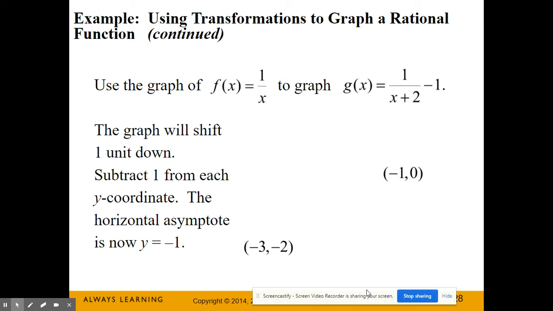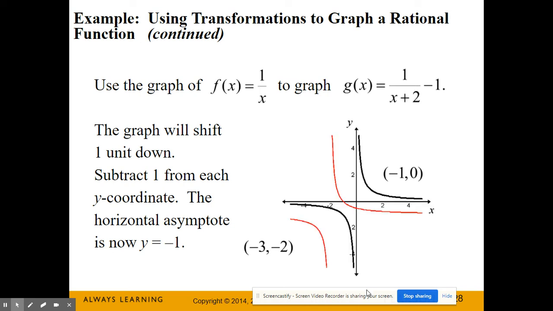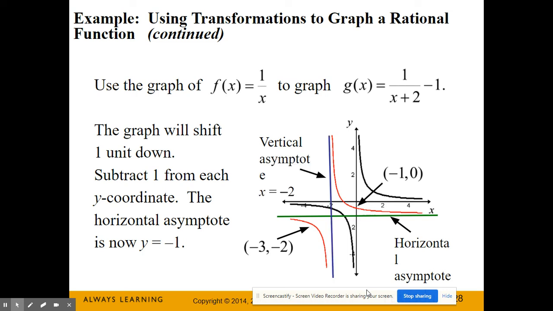Now we're going to focus on that negative 1, an operation happening outside the fraction there. That will shift it up or down. That negative 1 is going to shift it down. All right. So we've moved both our points down 1. The horizontal asymptote has shifted down to y equals negative 1. The vertical asymptote that already moved to x equals negative 2 has not moved further.